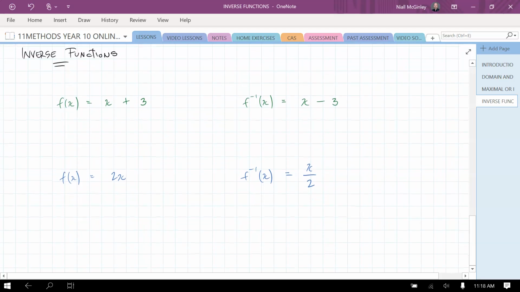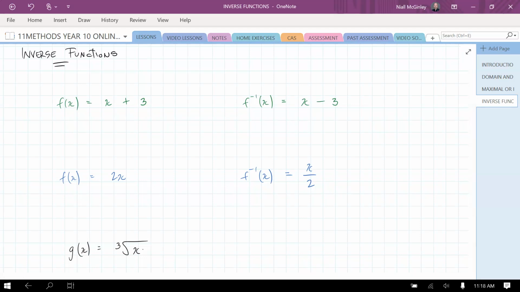Another one perhaps, if we said that g of x was equal to the cube root of x. Then we work out what the inverse function is going to be. What is the reverse operation of taking the cube root of something? The reverse operation would be to cube it. So if the original function is the cube root of x, its inverse function would be x cubed. So if we're timesing by 2, the opposite operation is dividing by 2. That's what an inverse function is.